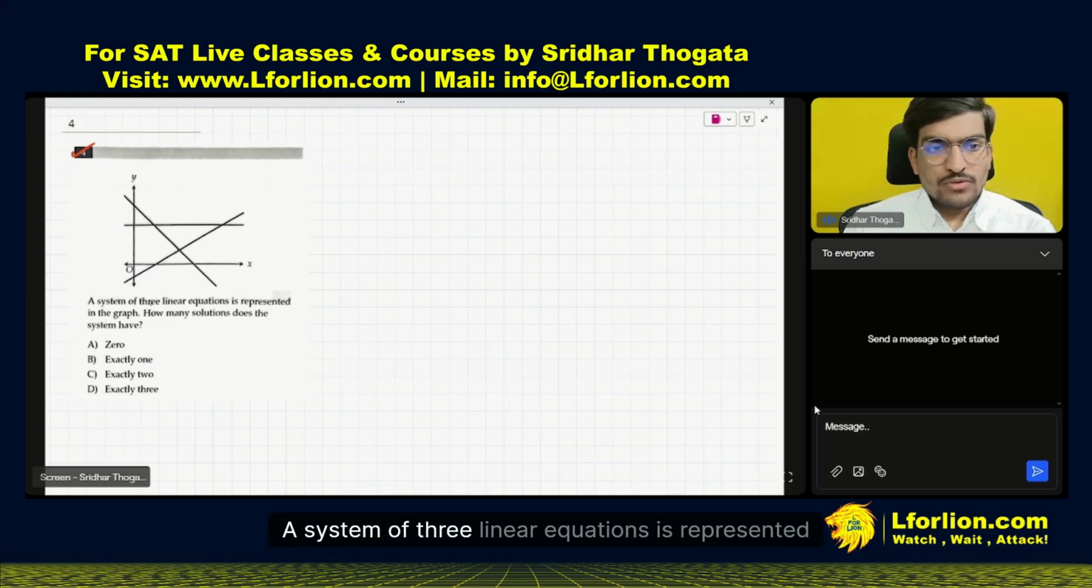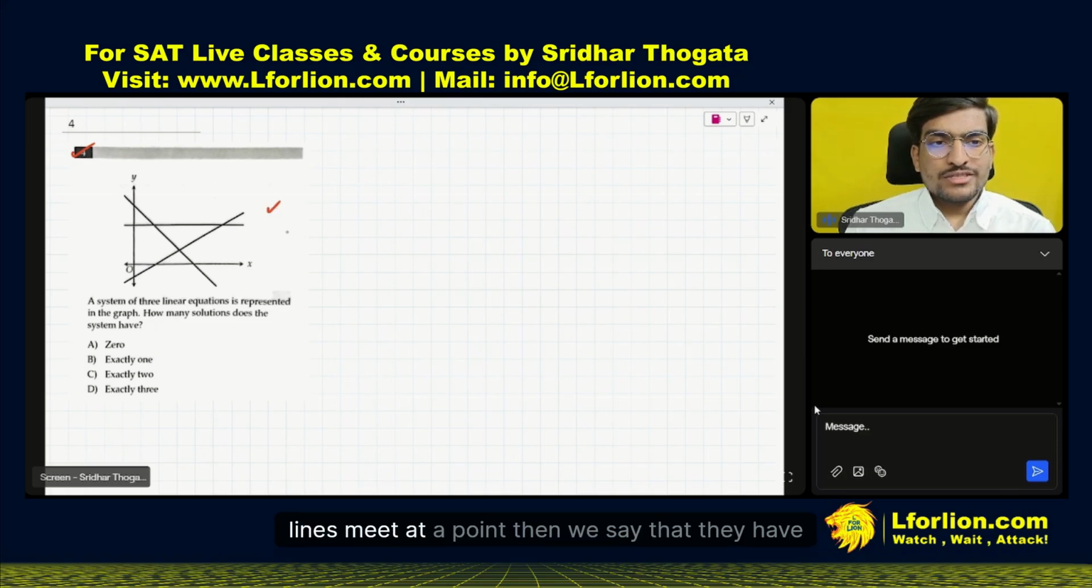A system of three linear equations is represented in the graph. How many solutions does the system have? So you can see here the graph, and we know that if all lines meet at a point, then we say that they have one solution.